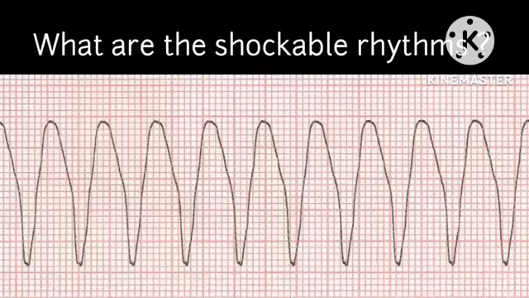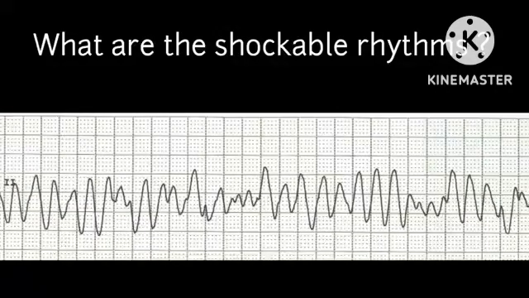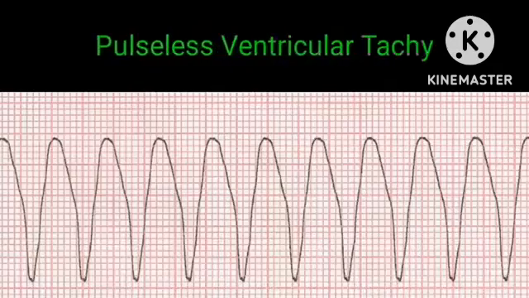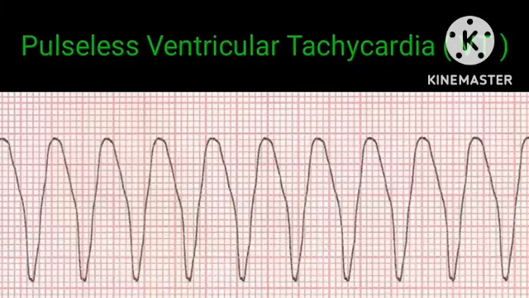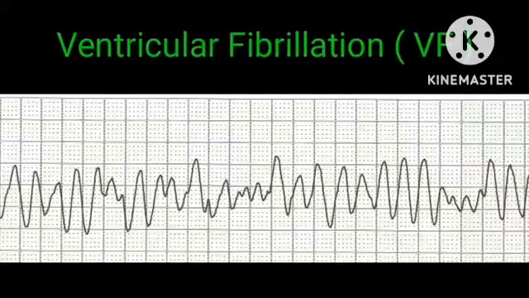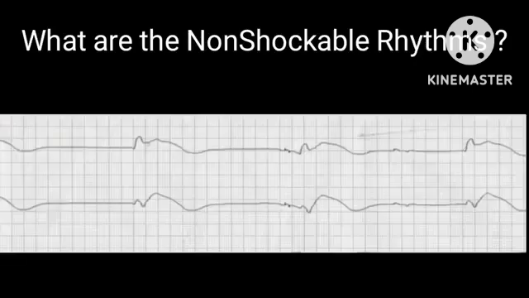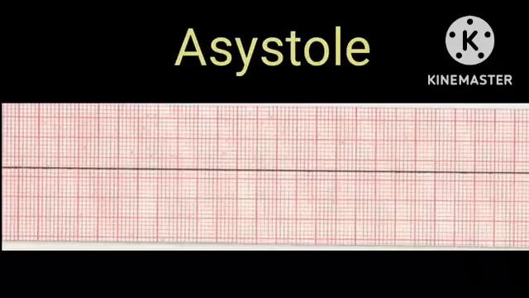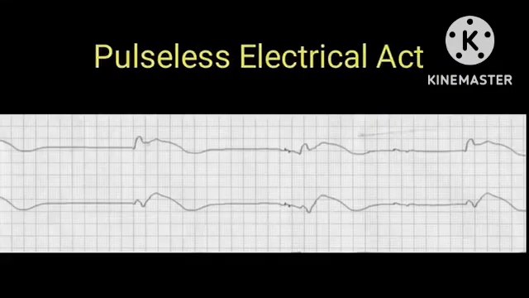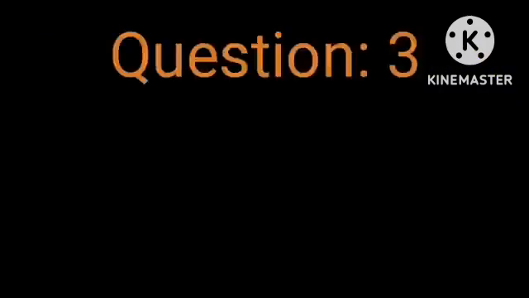What are the shockable rhythms? Pulseless ventricular tachycardia (VT), ventricular fibrillation (VF). What are the non-shockable rhythms? Asystole, pulseless electrical activity (PEA).